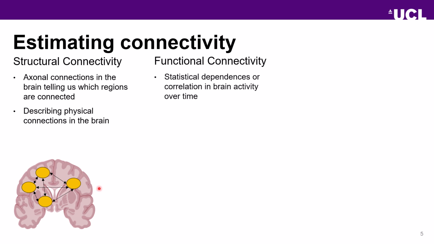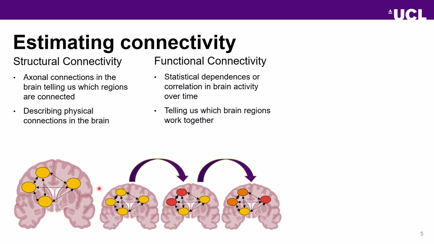We also have functional connectivity, which is statistical dependencies or correlation in the brain over time. So this tells us which brain regions work together. An example of this is if we take this original model, and perhaps there's a stimulus between these two. So if we have 3 time points and there's a stimulus between time point 1 and time point 2, we can look at which brain regions work together and how they correspond, and look at things like this.